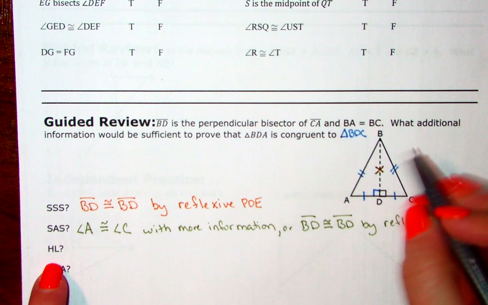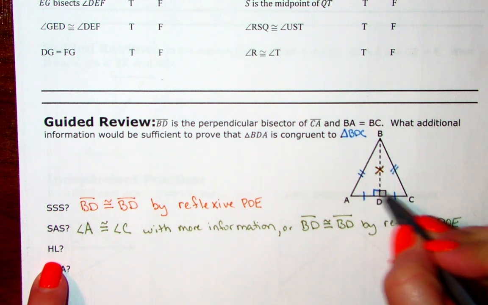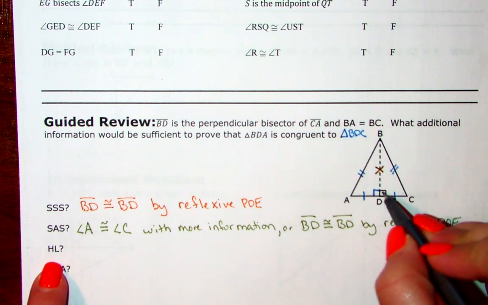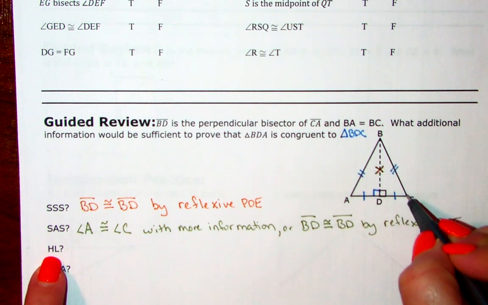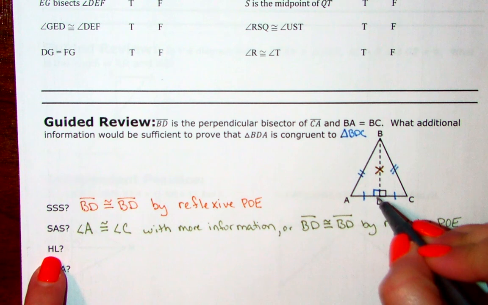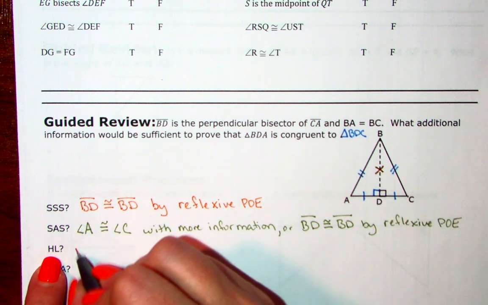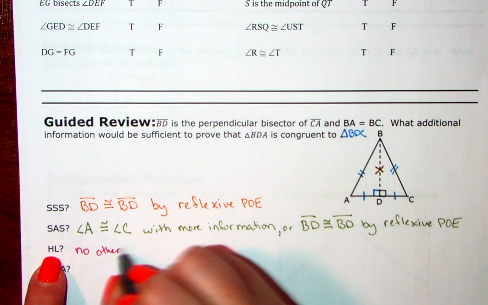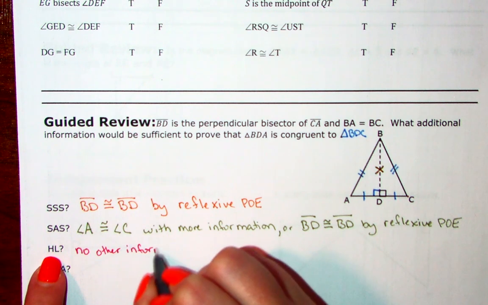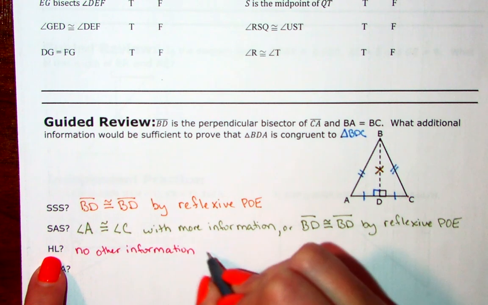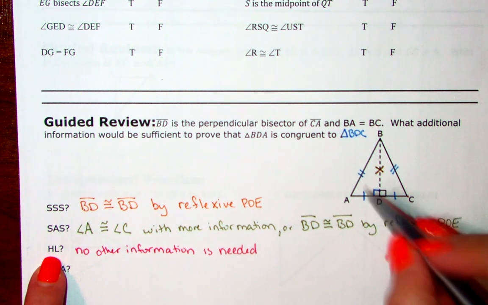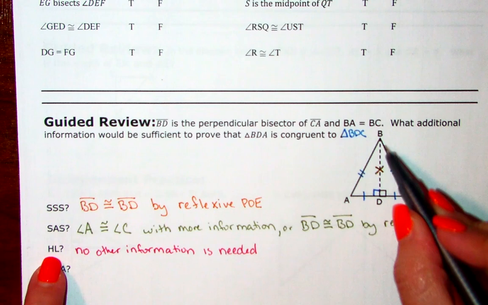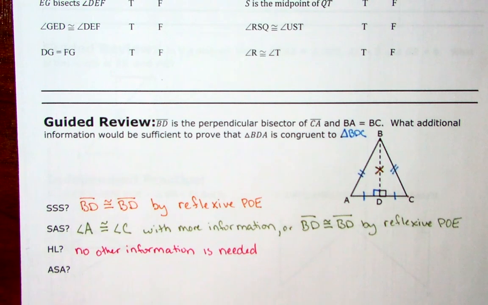HL. For HL, if I look at this one, I already have a hypotenuse. Well, I have a right angle, so that's good, because you've got to have a right angle in order to have a hypotenuse. The hypotenuse is already marked congruent, and I have a leg already marked congruent, so no other information is needed. We can already prove by hypotenuse leg that these two triangles are congruent.